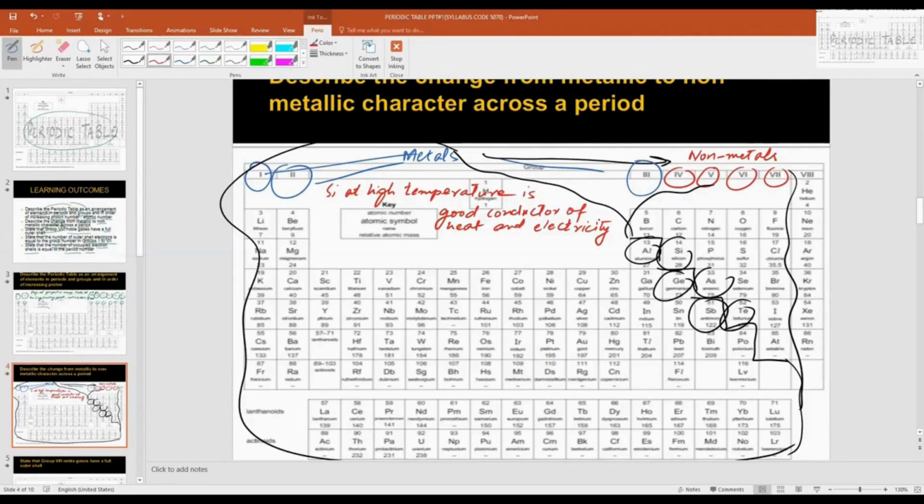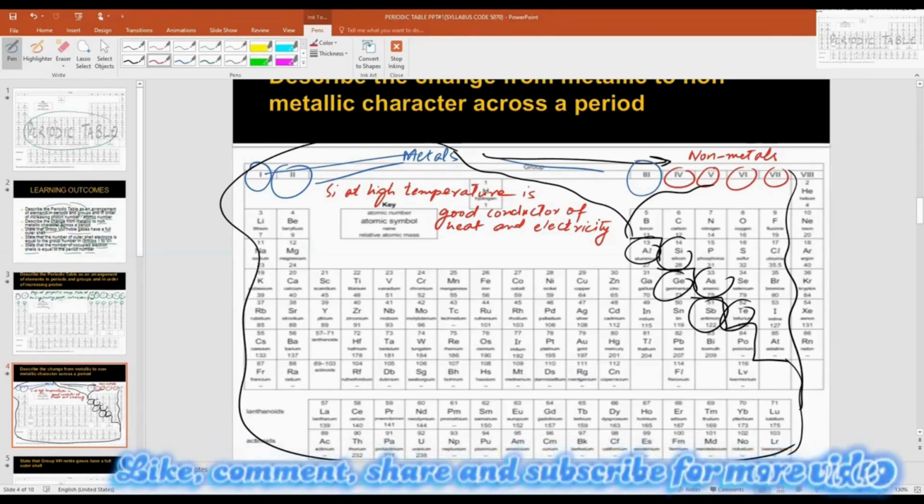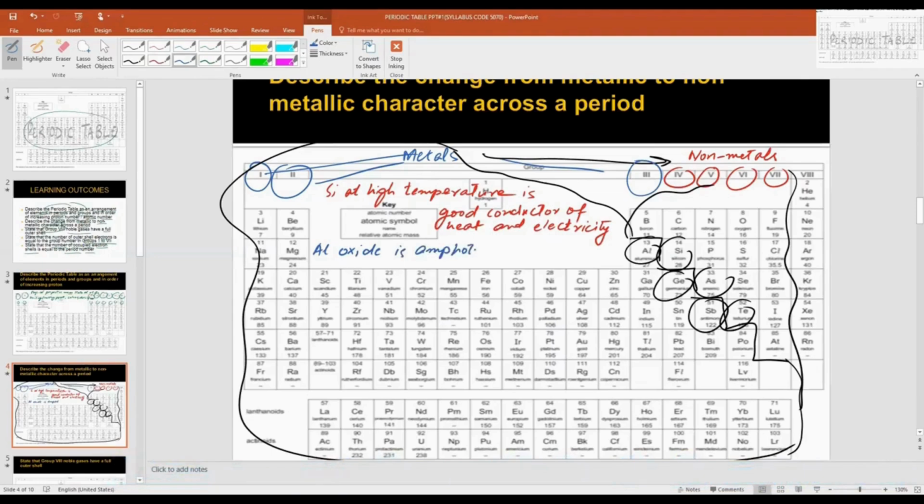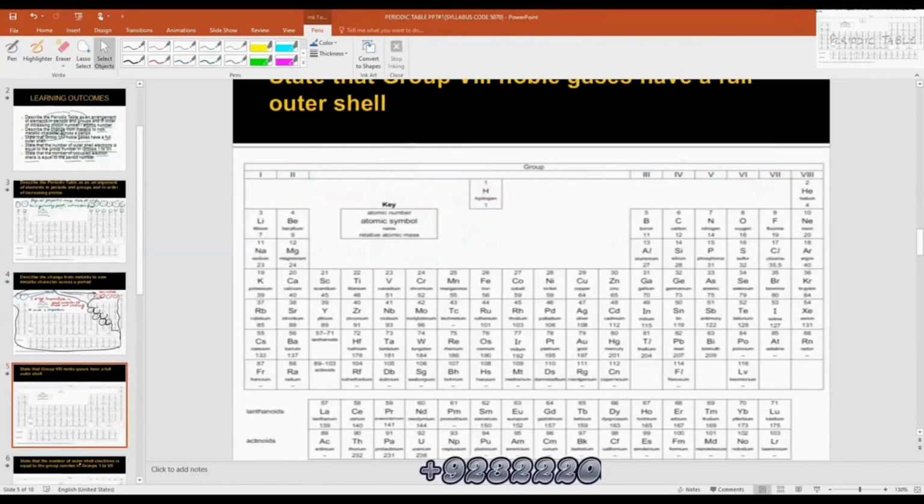It will show all the basic characteristics of metals, like aluminium exists in solid state at room temperature and pressure, good conductor of heat and electricity, etc. But its oxide is amphoteric rather than basic. Aluminium oxide is amphoteric. Amphoteric oxides are between metal and non-metal oxides. They act like both metal and non-metal oxides.